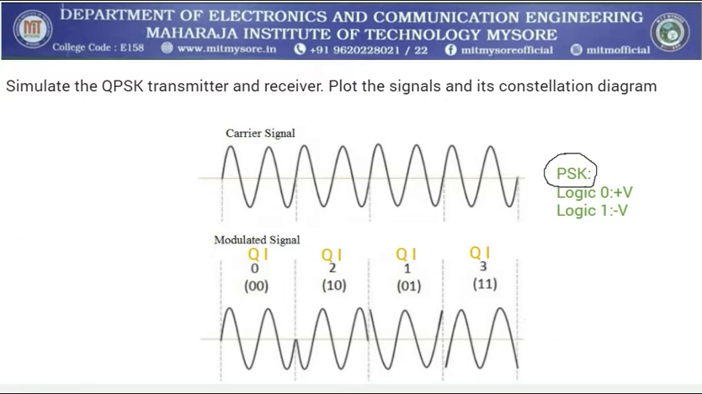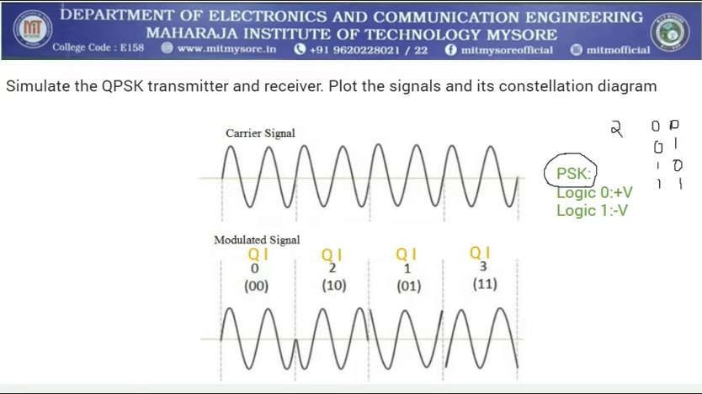Here we're going to take 2 bits at a time. As we are aware, 2 bits means you will have 4 different combinations, that is 00, 01, 10 and 11. So we will have 4 different split-ups.